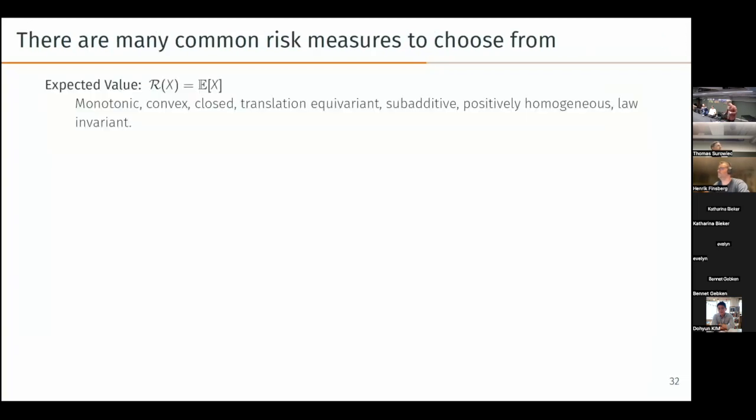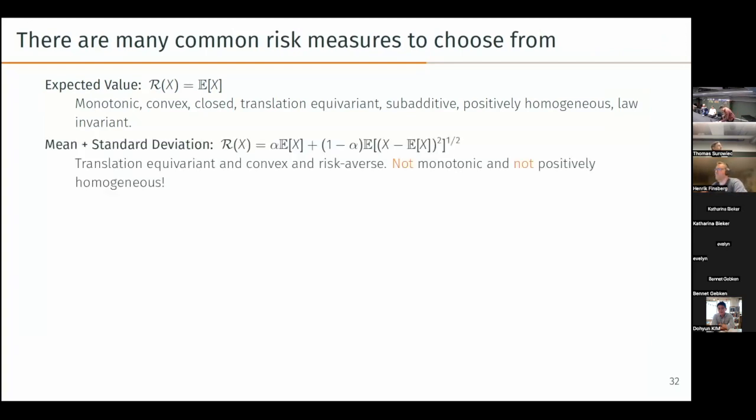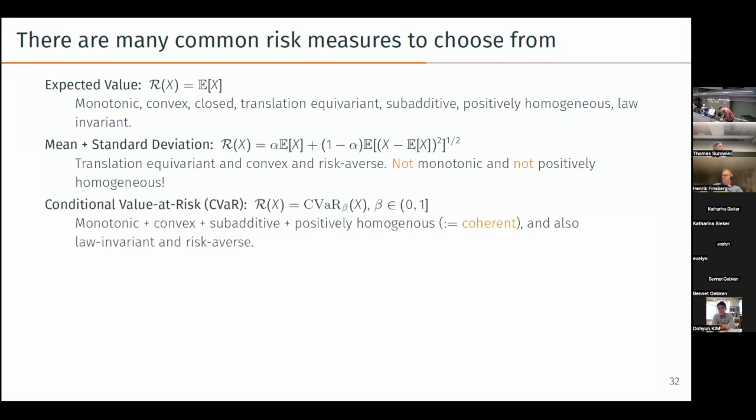So an example that you've already seen of a risk measure is the expected value. It pretty much satisfies all of the nice properties except for risk averseness, as Thomas pointed out. Another one that's very intuitive, that people use, is the mean plus standard deviation. One of the things I want to point out, though, is that it's not monotonic or positively homogeneous. So it may not actually give you existence and uniqueness in problems where you would think that it should.